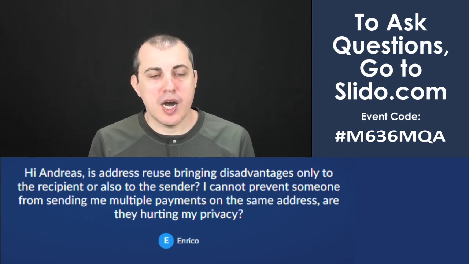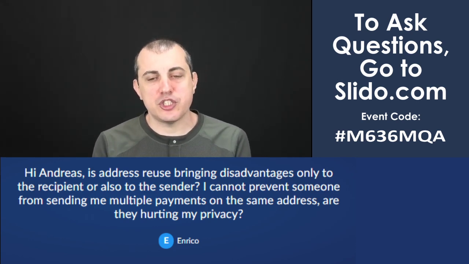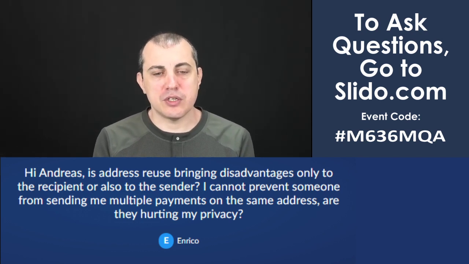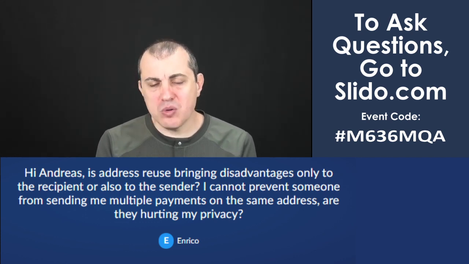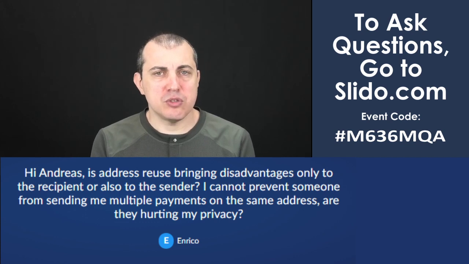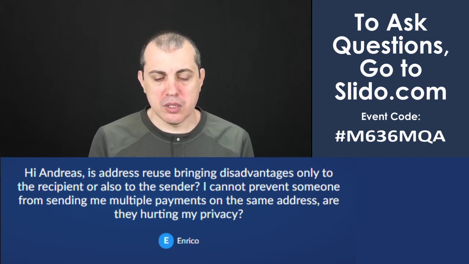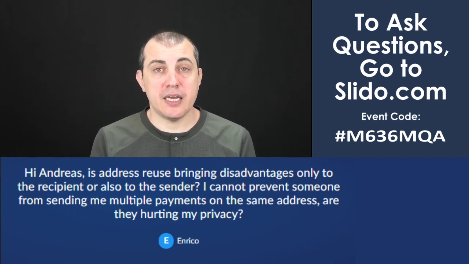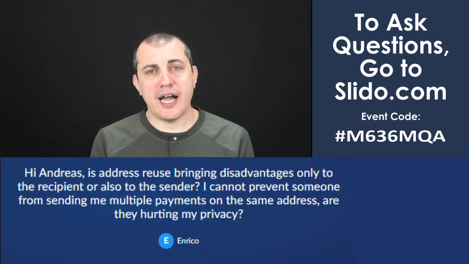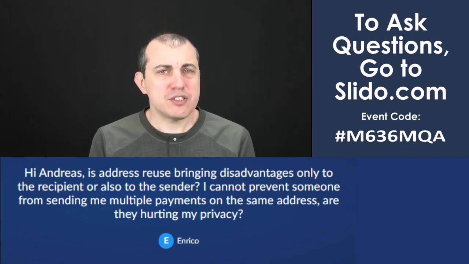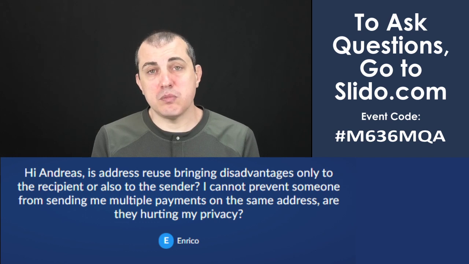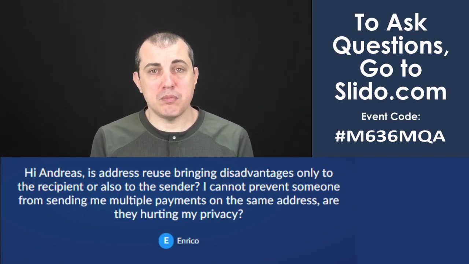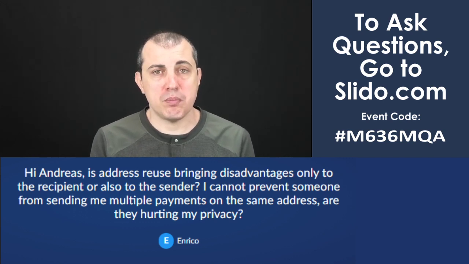Oh, another question from Enrico. Hi, Andreas. Is address reuse bringing disadvantages only to the recipient and also to the sender? I cannot prevent someone from sending me multiple payments on the same address. Are they hurting my privacy? Enrico, no, not really. They're hurting their privacy because they're associating multiple inputs that they are choosing to send you to a single output address, which is your address. The fact that you've received 2 payments to the same address doesn't reveal anything more about that address. Obviously, those 2 payments are going to the same address, so we know they belong to the same person.